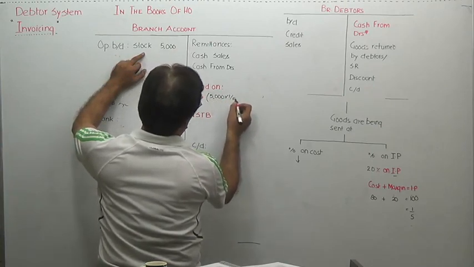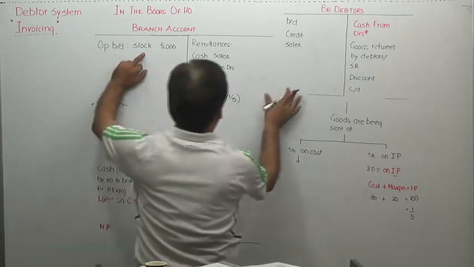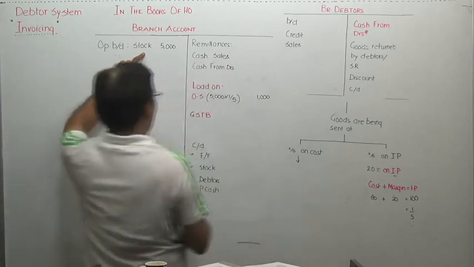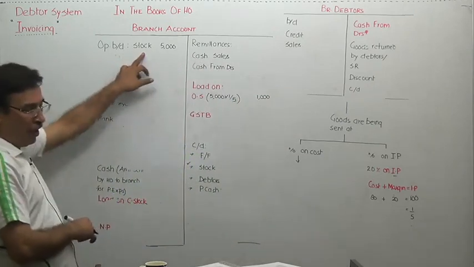So that is how the questions of invoicing will be done. So 1,000 you are going to write it on to the opposite side to get the real cost of this particular item.